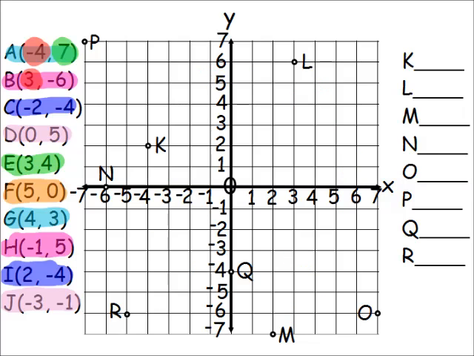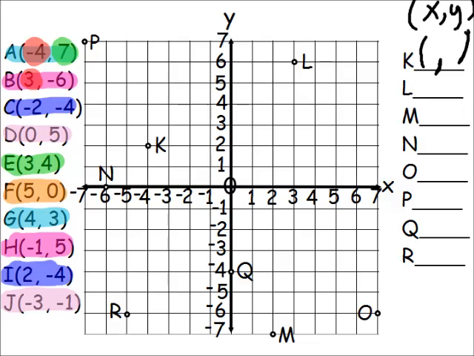Now let's get some practice with giving the ordered pair whenever given a point. So we are given the points K, L, M, N, O, P, Q, and R, and we are going to list both the x and y values for each of those points. Now an ordered pair is shown inside parentheses with the two numbers separated by a comma. And the first number listed is the x-coordinate, the second number listed is the y-coordinate.